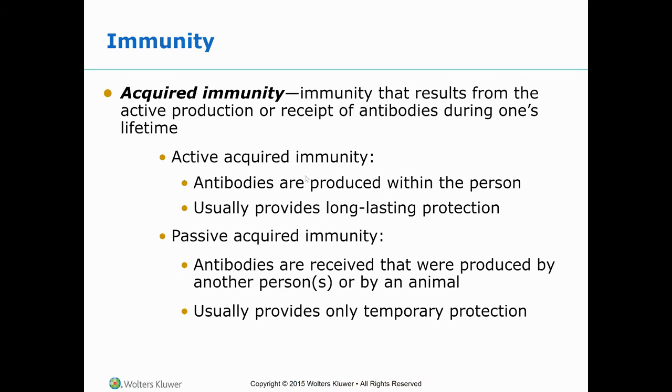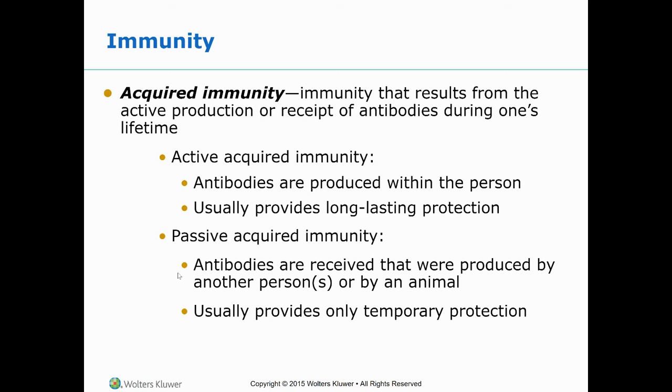So these are going to be IgG, which we're going to talk about in a little bit here. But basically what it means is that this is going to be the permanent immunity. When we talk about passive acquired immunity, usually honestly, this one also is like your vaccines.